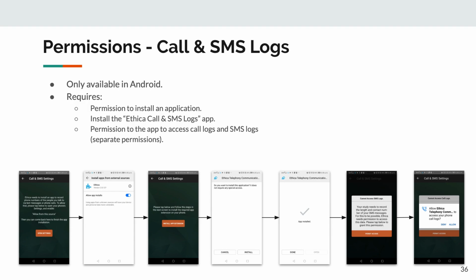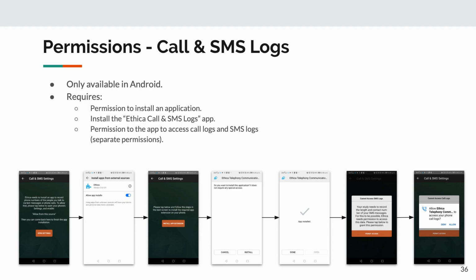There's a switch that they have to flip. And then they will go back to the app, and it says, okay, thanks. Now the next step, you have to install the app itself. Then they tap on this button, they will be taken to this page and Android asks them, do you want to install this app? They say, yes, install it. It says, okay, done, I installed it.